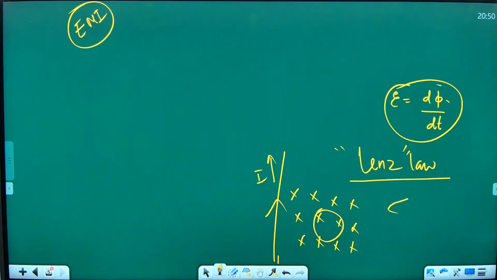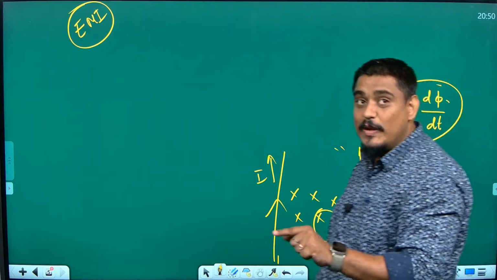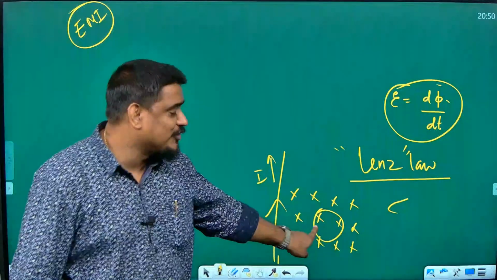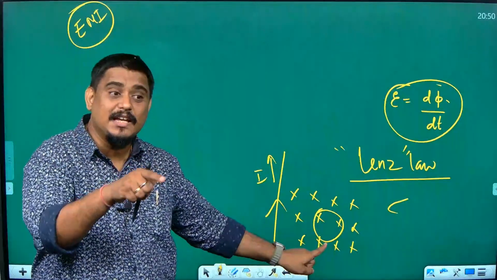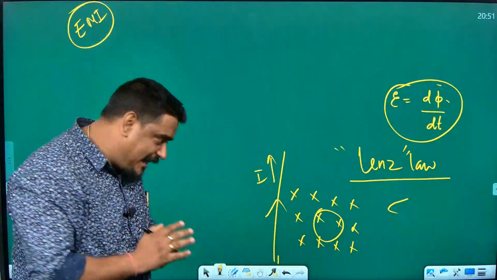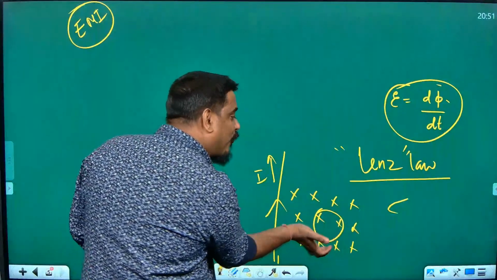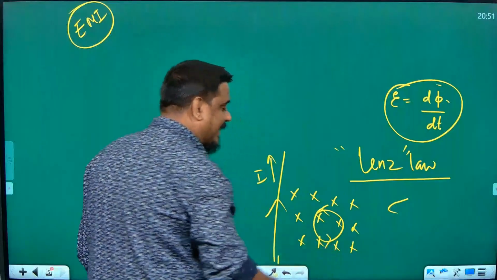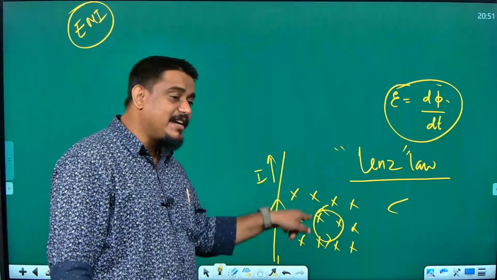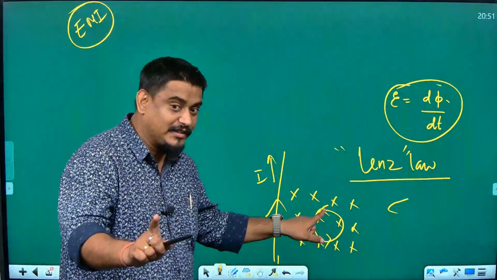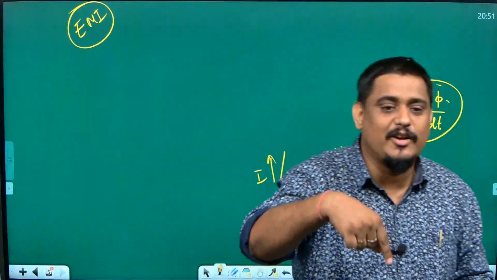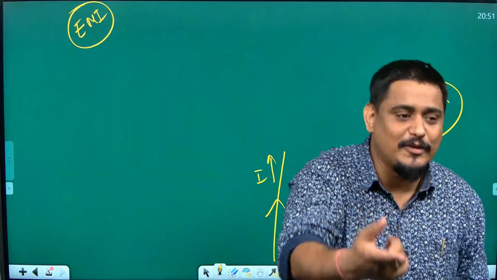What will be its direction? Its direction will be in such a way that it opposes the cause of it. What is the cause of induced EMF here? Increase in the into the plane magnetic field. It has to produce an out of the plane magnetic field. For that, the current must be in the anti-clockwise direction. Understood? So, the direction of the current in this loop, this induced current, will be anti-clockwise, because anti-clockwise current only will oppose the cause of it.